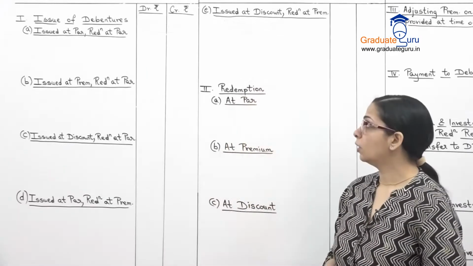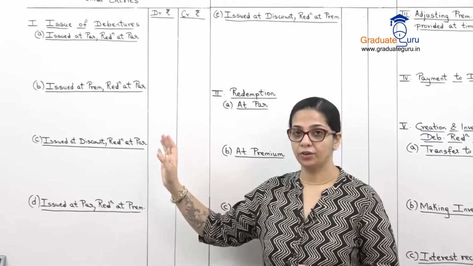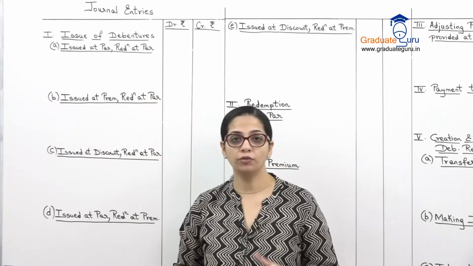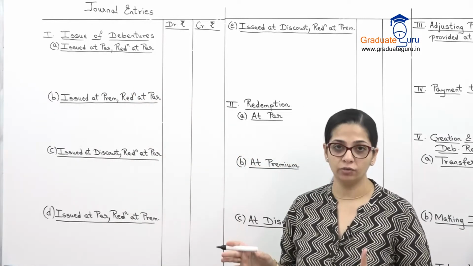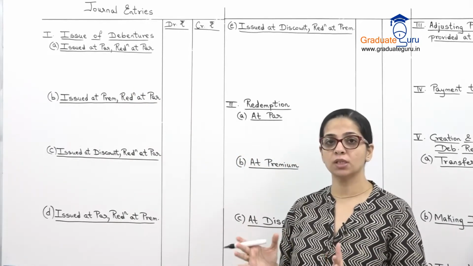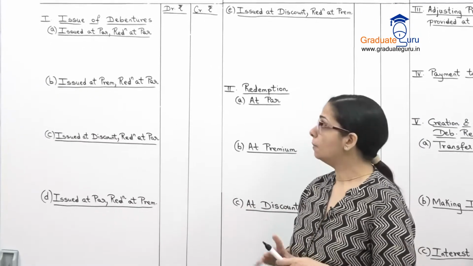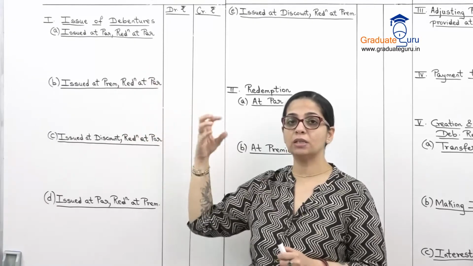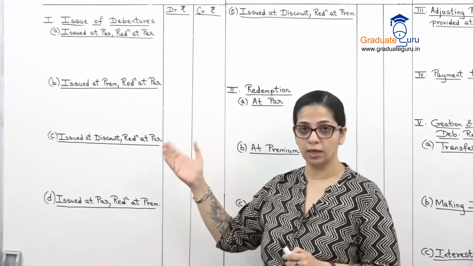Okay. Now let's begin with the journal entries. First category we are going to see is issue of debentures. This is already covered in another topic. Issue of debentures is a separate topic by itself. But just for revision sake, I am taking these entries because in some sums हमें ये entries करनी पड़ेगी.